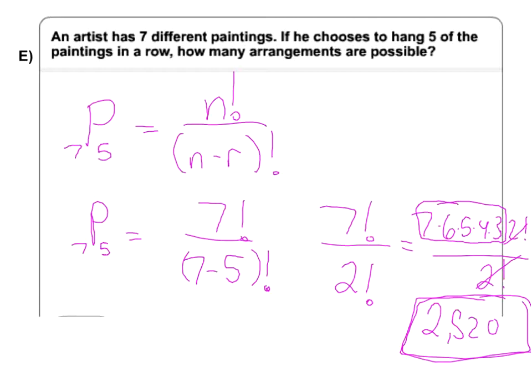So if your mom or dad's trying to pick from 7 different paintings to hang 5 at a time, they have 2,500 options of the ways that they can arrange those 5 paintings. That's a lot of options.